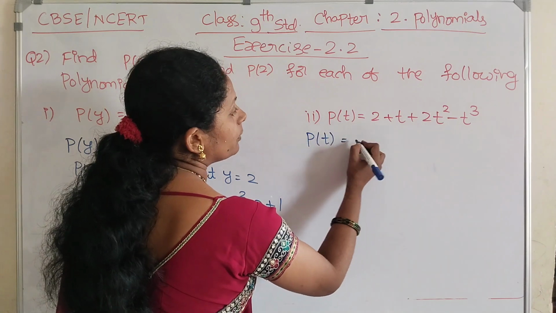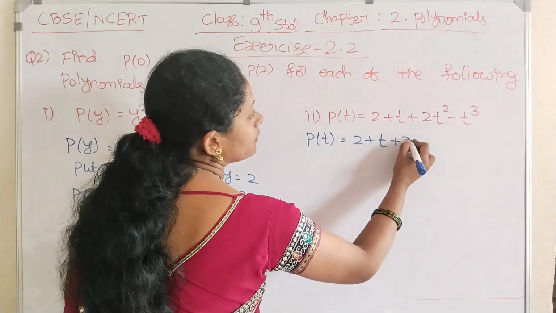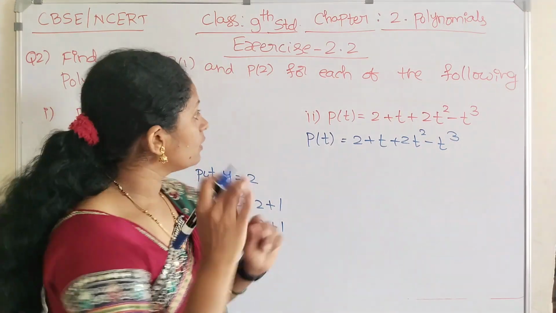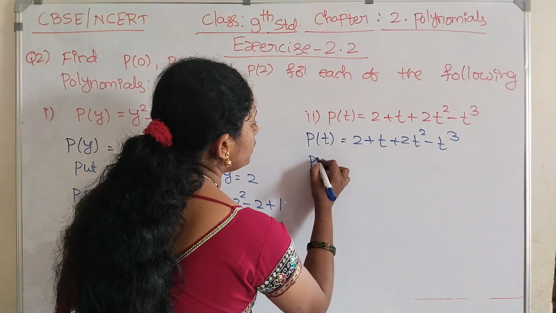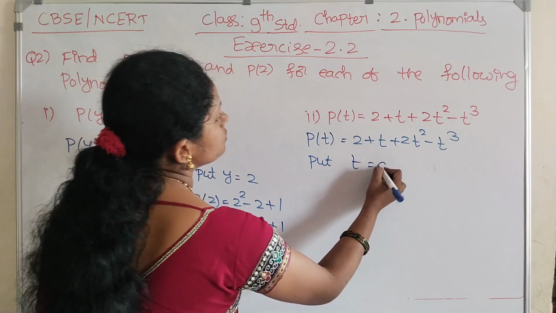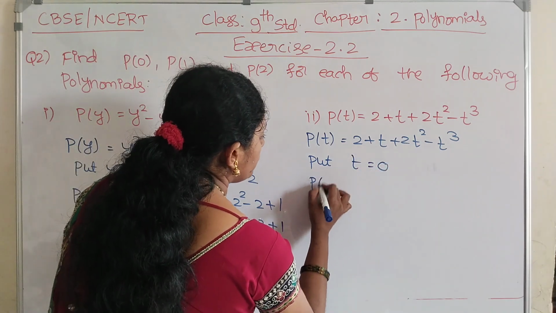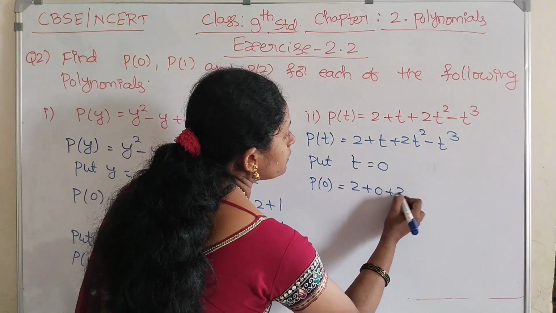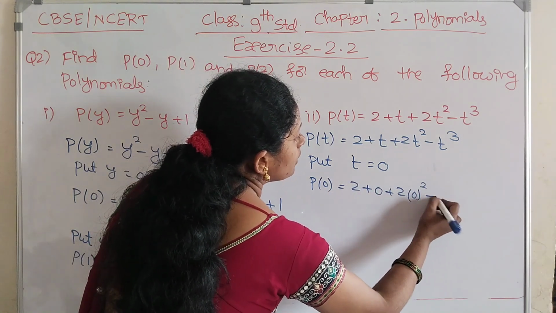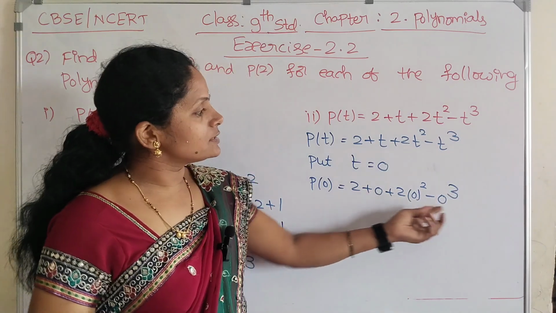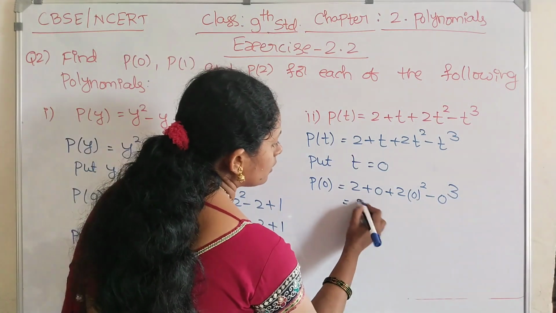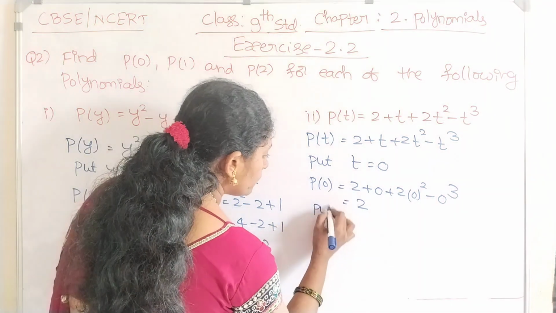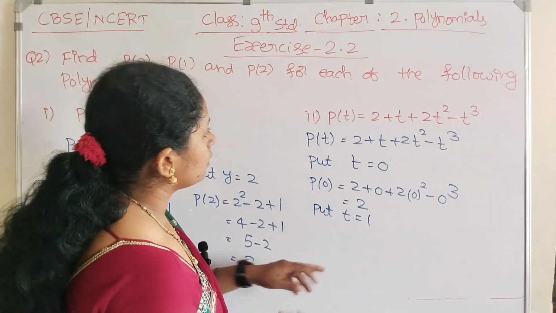Next, the given polynomial is 2 plus t plus 2t square minus t cube. This is our given polynomial. First of all, we have to put t is equal to 0. P of 0 will be 2 plus 0 plus 2 into 0 square minus 0 cube. So all are zeros. We will get the zeros only. 0 plus 2 is the 2. Next, put t is equal to 1.